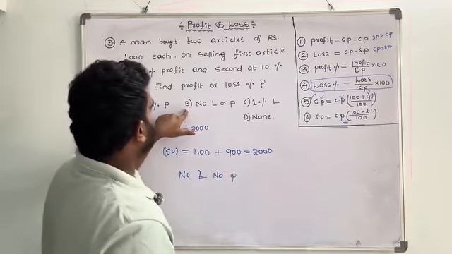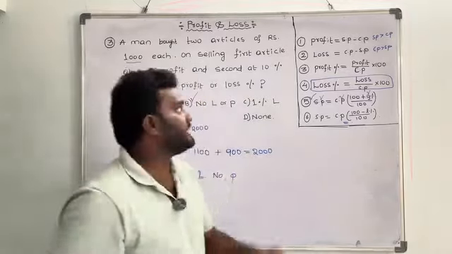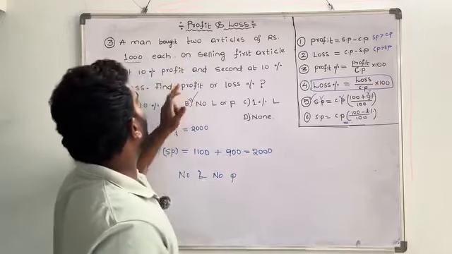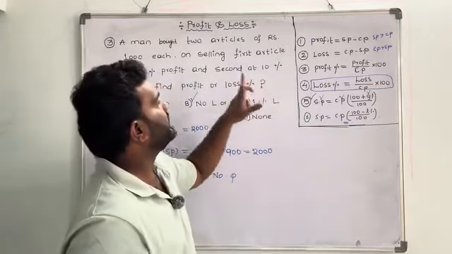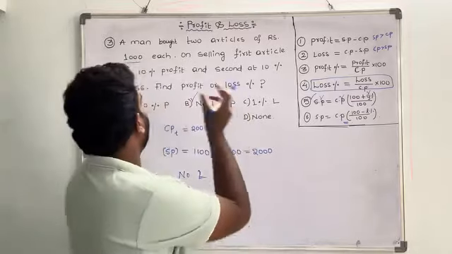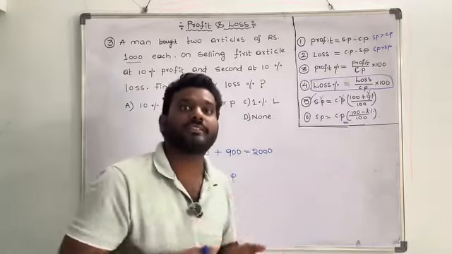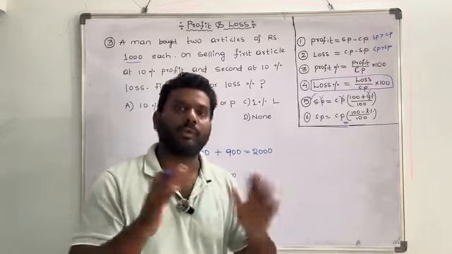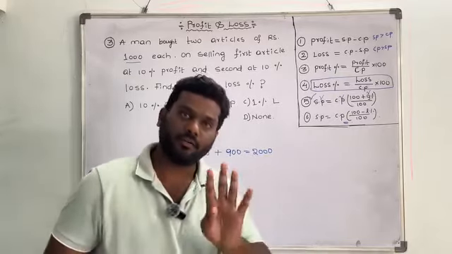So which is the correct answer? Option B is the correct answer. Once again, I am repeating: since the cost price is the same, and the profit percentage on the first article is 10% and the loss percentage on the second article is 10%, the profit on the first article compensated the loss on the second article. That is why both are compensated, so there is no loss and no profit. I hope you understand.